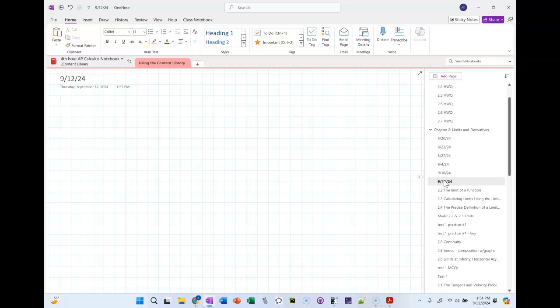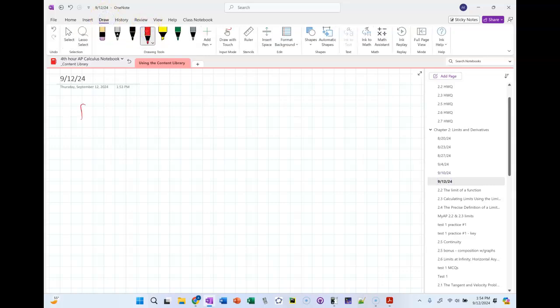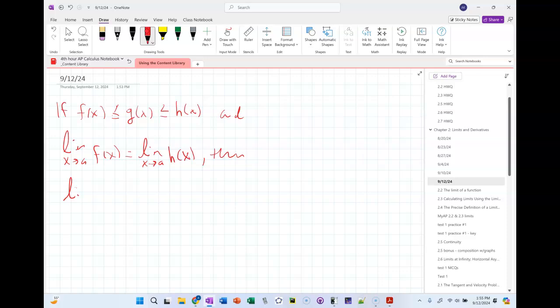So for the squeeze theorem, what I need is: if I have two functions, f and h, that create a lower bound and upper bound for g, and the limits of the lower bound and upper bound are equal at a, then the limit for the middle function is also whatever that value is.